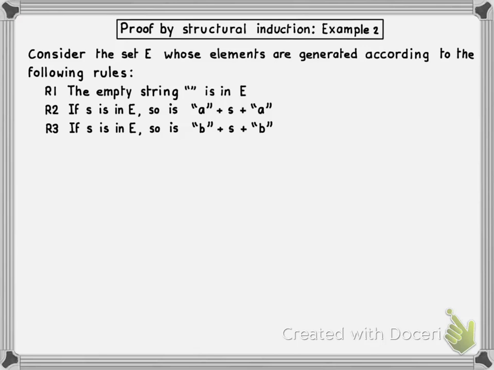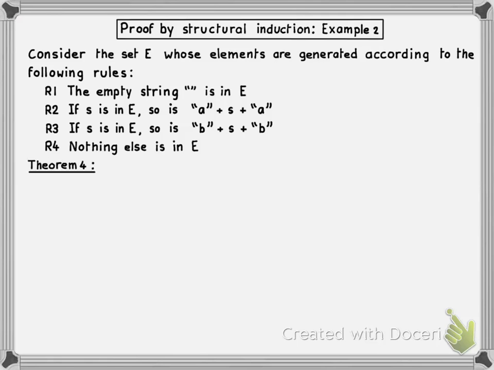Then we have the obligatory fourth rule that states that nothing else can be added to E. So in other words, E is the set of all the strings and only the strings that can be generated according to these rules. So this is just a made-up set to illustrate how to write a structural induction proof, and here is the property that I chose to prove.